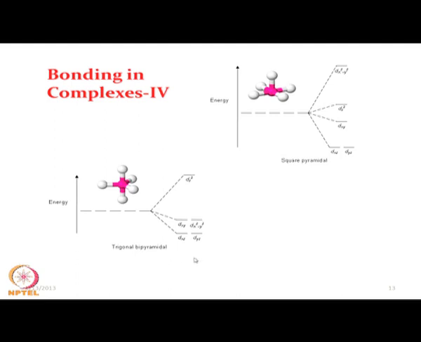So, in this particular case, 2 of the ligands are now facing dz square directly, compared to the earlier case. So, dz square would be the most destabilized level, the one which is facing the 2 ligands directly in this particular direction.